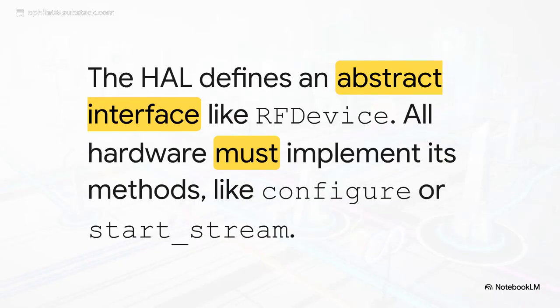And how does it enforce this common language? Well, you're looking at it right here in the code. It sets up a strict set of rules, a contract, that we call an abstract interface. This RF device class basically says, look, if you want to be part of this system, you have to know how to do these things. You must have a configure function. You must have a start stream function. It's not optional. It's the price of admission.